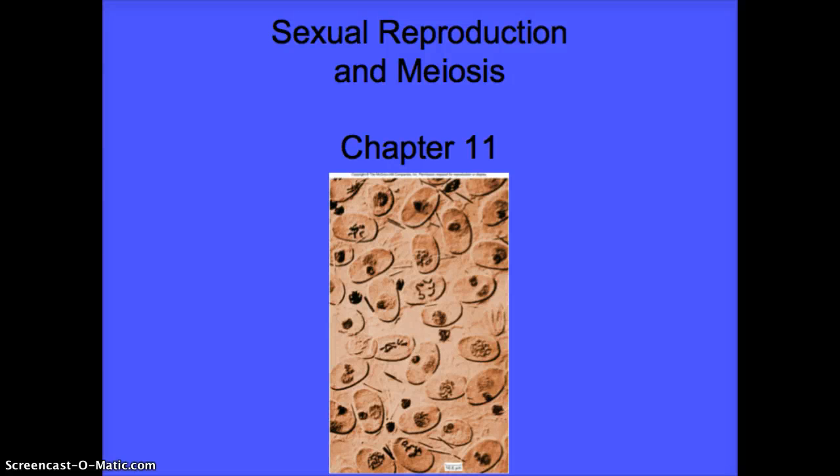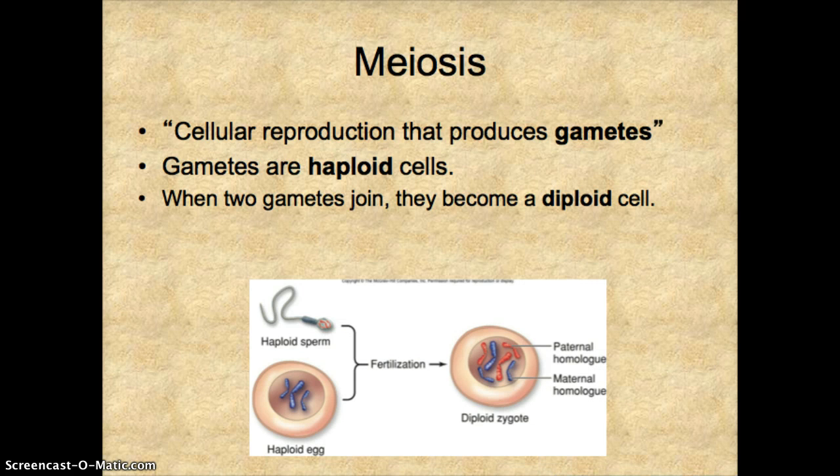This is Sexual Reproduction and Meiosis, Chapter 11. What we're going to find in this chapter is that many of the processes we'll be discussing we've already covered in mitosis. The steps are similar, there are just variations within them.